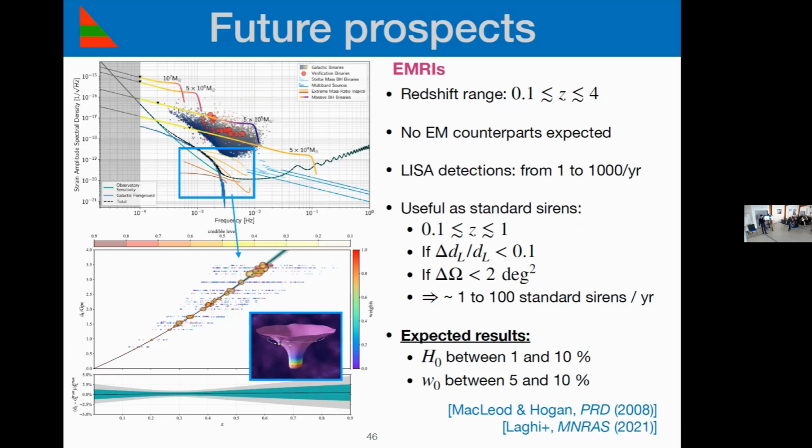We are not expecting any electromagnetic counterparts, but there are some models that say there is a counterpart. I didn't see a convincing analysis that this can be detected in big numbers so far. Detections are still uncertain, from 1 to 1,000 per year, but the ones that are useful for cosmology, which means well localized, are, let's say, 1 to 100, depending on the population models. With this, you can get H naught between 1 and 10%, again depending on the rate, without using electromagnetic info, without using a galaxy catalog.